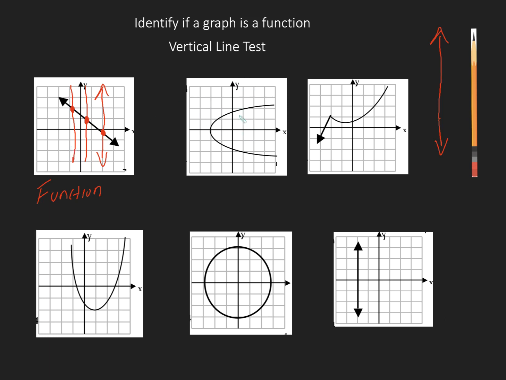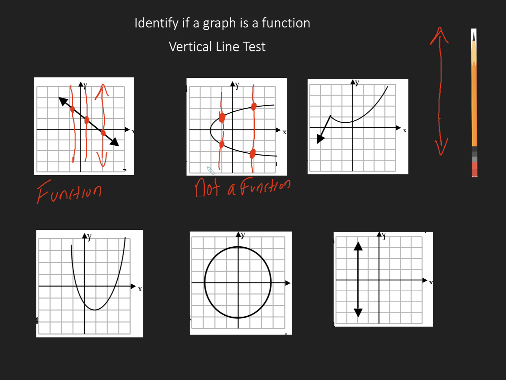Over here, this is my second graph. I'm going to draw my vertical line. Notice my line intersects my graph at two places, 1, 2. Because of that, this is not a function. Now when you draw your vertical line, I could have drawn it over here. If your vertical line intersects your graph at more than one place, such as here, it's intersecting at two places, not a function.